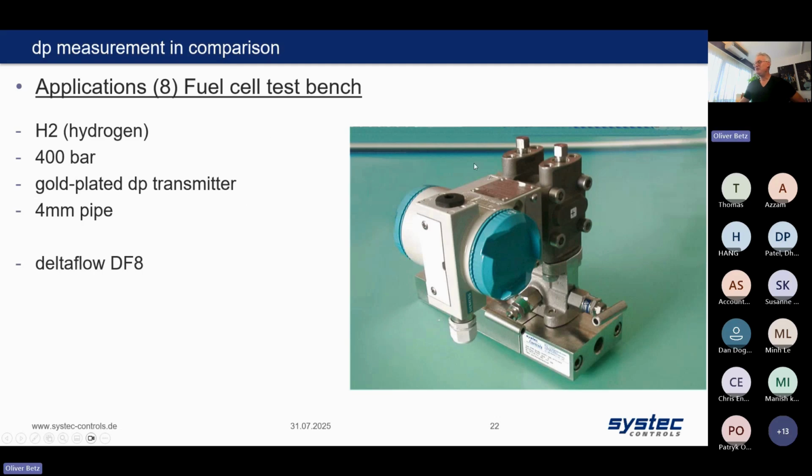Last example here is a DF8. A DF8, as I said before, is not a pitot tube anymore. It's a small orifice. We manufacture those for high pressure applications or for different applications. In this case, for hydrogen test bed at a fuel cell test bench, 400 bars, we need gold-plated transmitters here. And in this case, it was a 4 millimeter pipe, so very small dimensions. This is the Delta Flow 8.